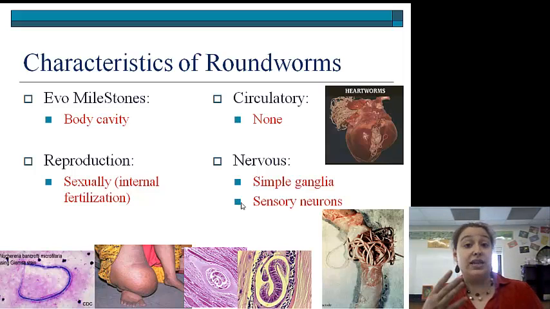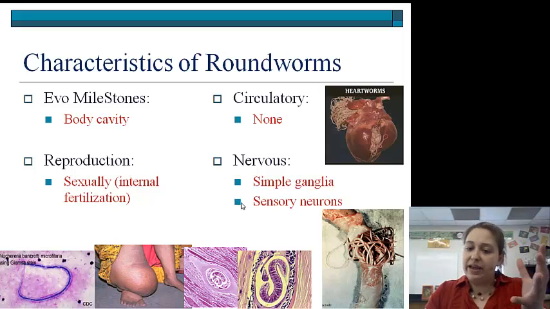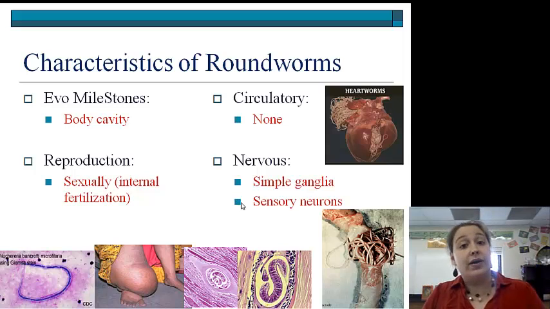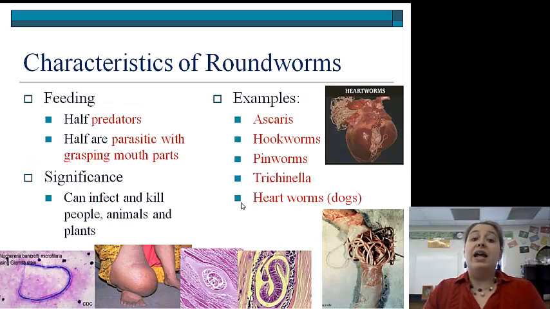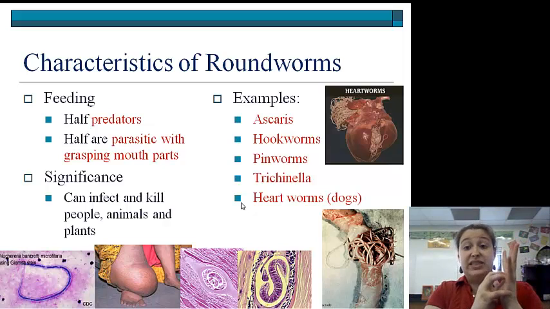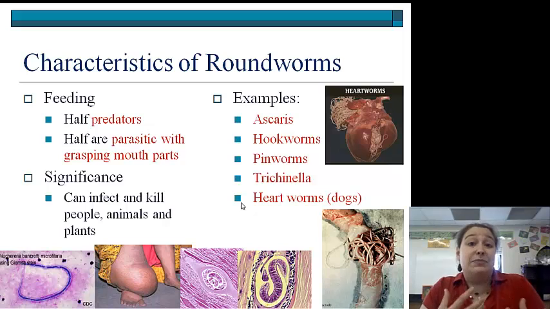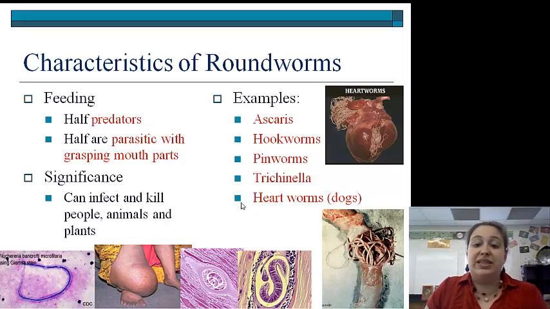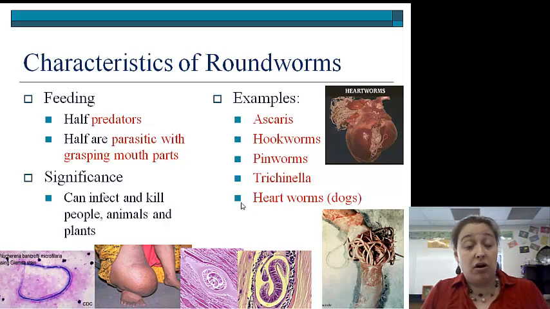Now, reproduction, they do sexual reproduction, and that is internal fertilization. And they do have a nervous system. They have a simple ganglia and sensory nerves throughout their body. They're half predator, and the other half are going to be parasites. They do have grasping mouth parts, so they can actually stick to the inside of us and grasp and stay there. They can kill and infect humans, animals, and plants. These are worms such as Ascaris, hookworms, pinworms, trichinella, or even heartworms in dogs.